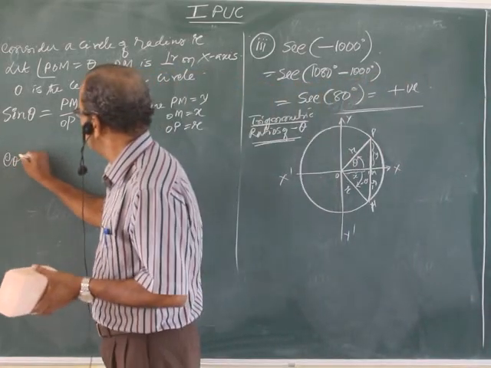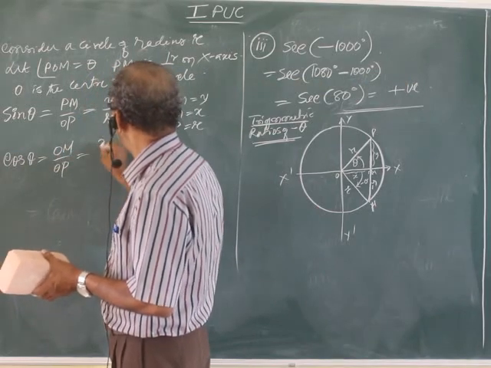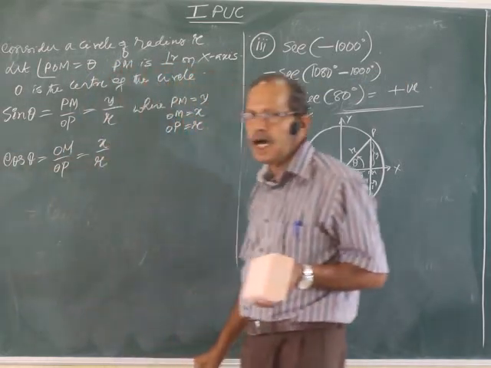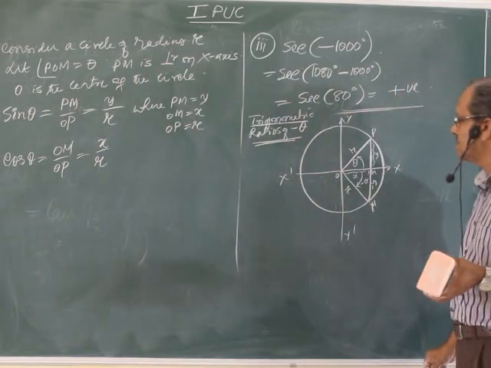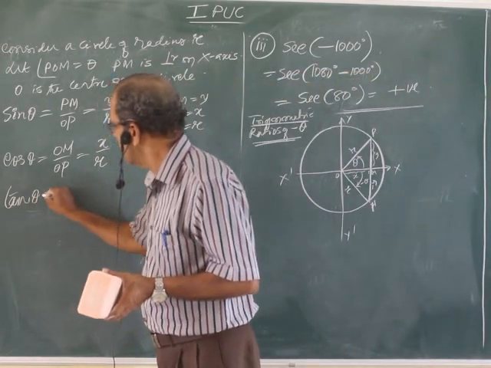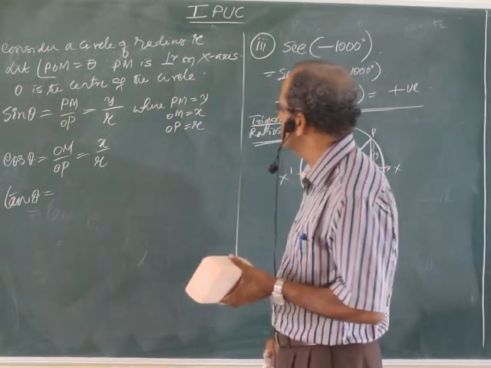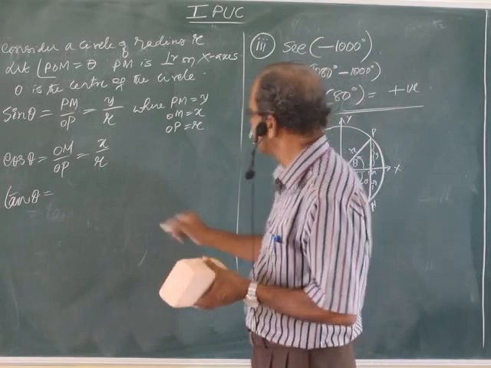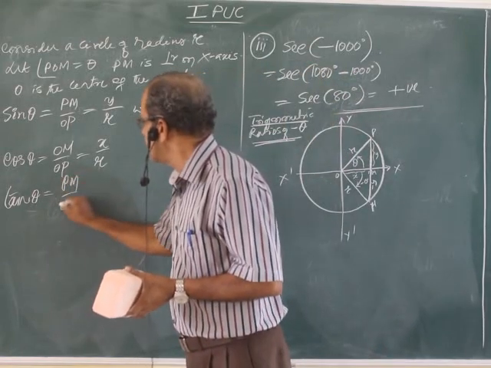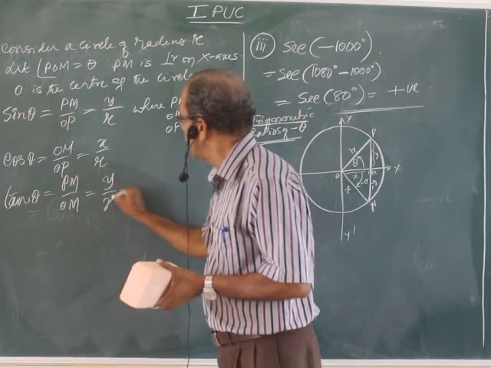Cos theta equals adjacent side by hypotenuse, x divided by r. Tan theta equals opposite side by adjacent side, y divided by x.